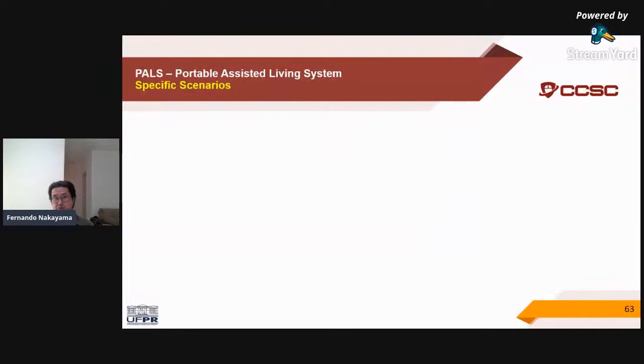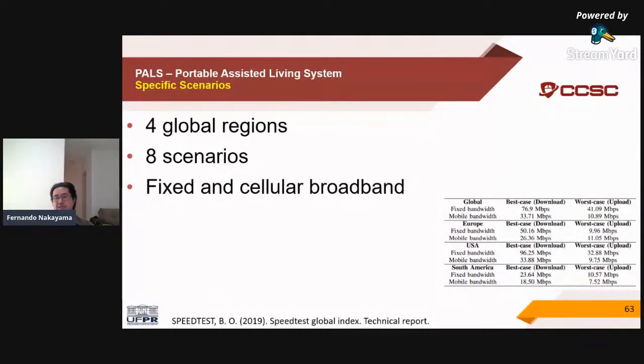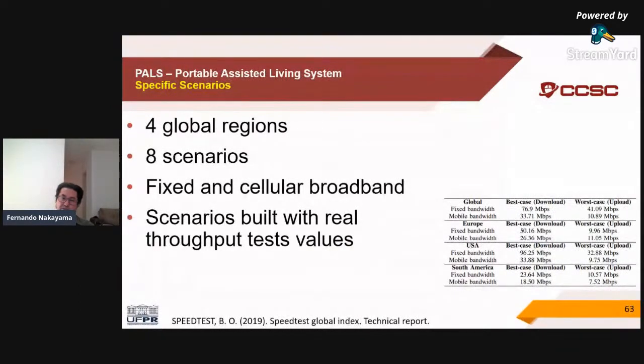So we have made additional experiments in order to evaluate the protocols under specific conditions. The additional evaluations regarding the specific scenarios rely on real data and 4 regions across the globe. For each region, we have a best case scenario and a worst case scenario, and they are based on the download and upload speeds for fixed and cellular broadband. These values rely on the speedtest.net reports from 2019 that comprise over 500 million individual evaluations.